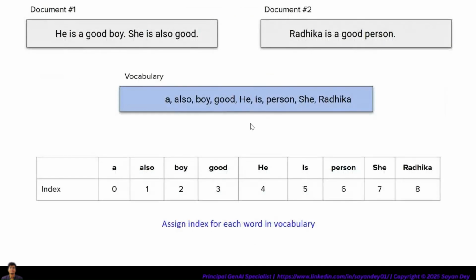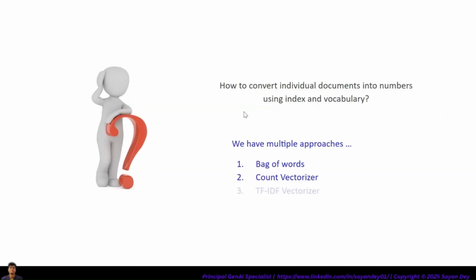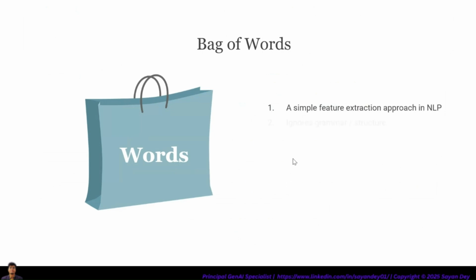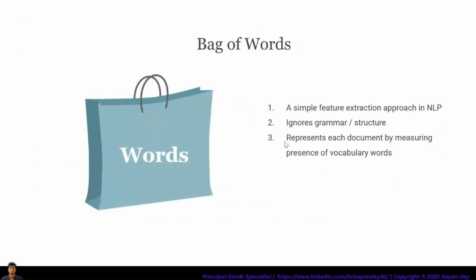Now, these are the broad approaches that we have. We have multiple approaches. Bag of words is the broad approach that we will use. There are many ways we can do this. And what is bag of words? Bag of words is a very simple feature extraction technique. This is the simplest one, where we try to understand text in the form of word counts.